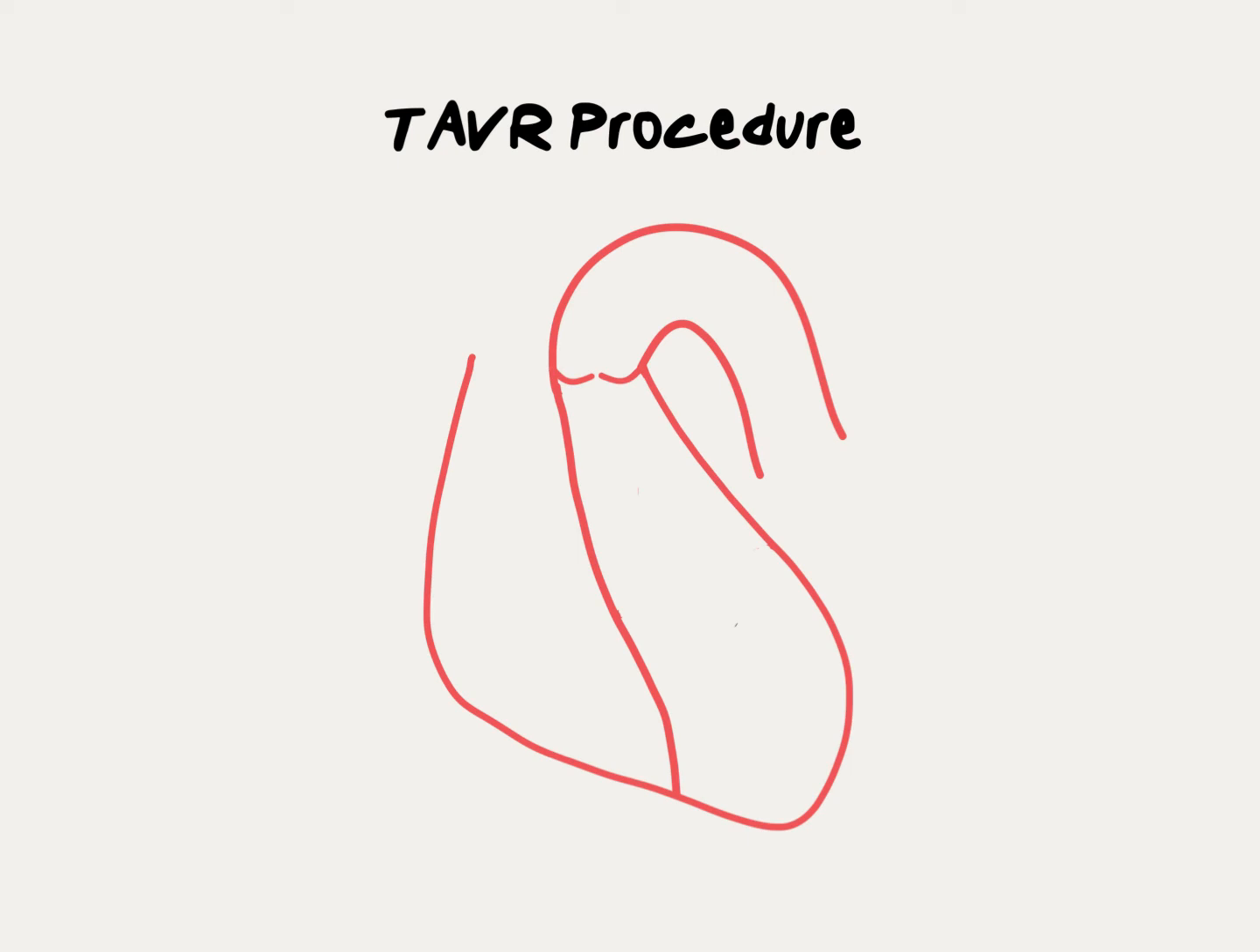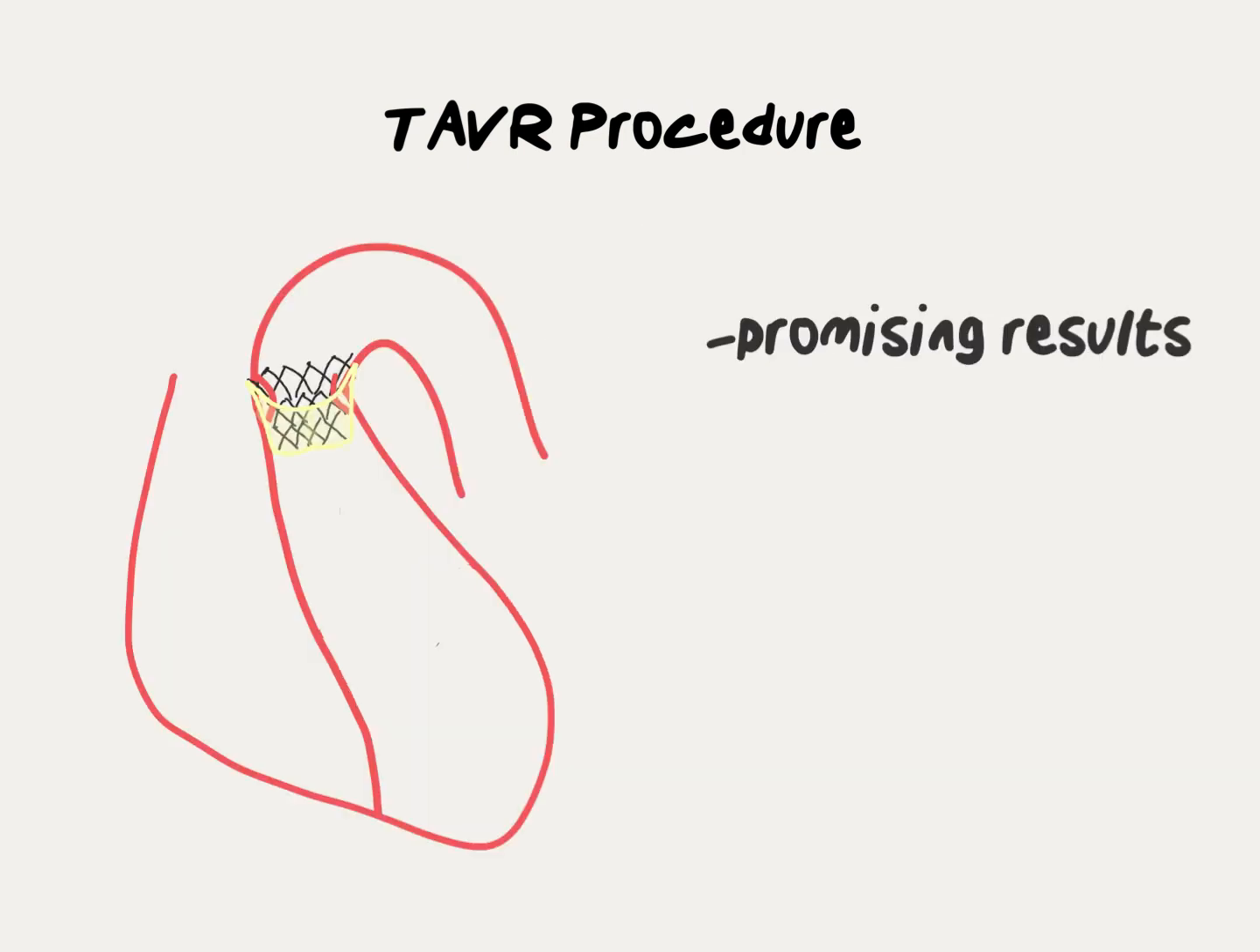The catheter is passed from another part of the body up through the aorta back towards the heart. Once in place, the new replacement aortic valve is dropped into position. The catheter is removed, and the procedure is complete. Early clinical data shows promising results, especially in patients who would be at high risk for having open heart surgery.